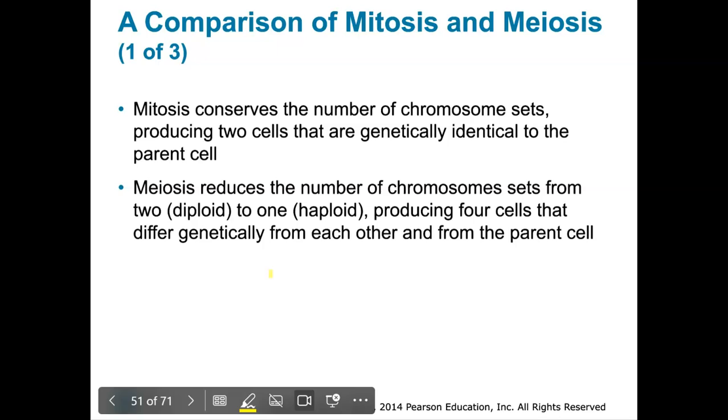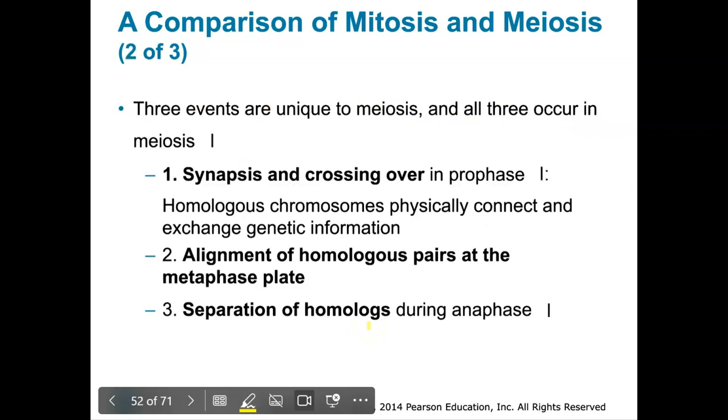For some reason, we're comparing mitosis and meiosis here, right in the middle of it, which just seems inappropriate to be doing right now. But mitosis conserves the chromosome number because the 2 daughter cells are genetically identical to the parent. Meiosis reduces the number of chromosomes, and so that produces 4 daughter cells that are genetically different from each other and the parent.